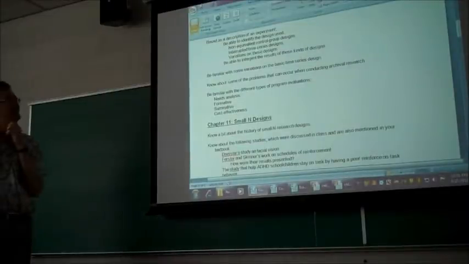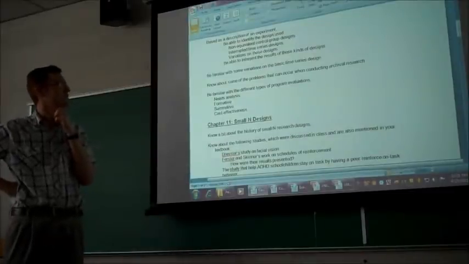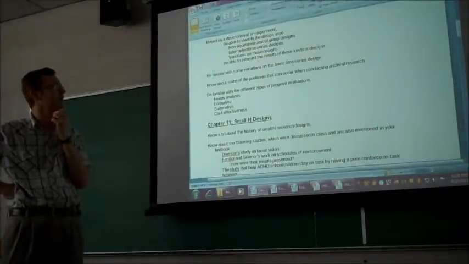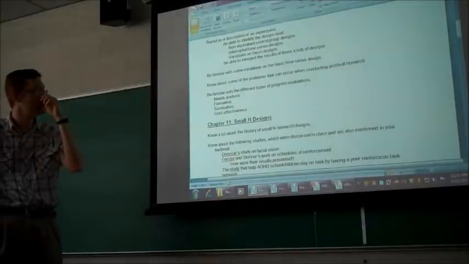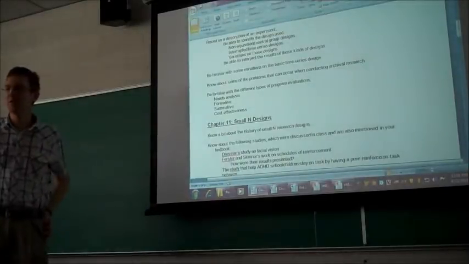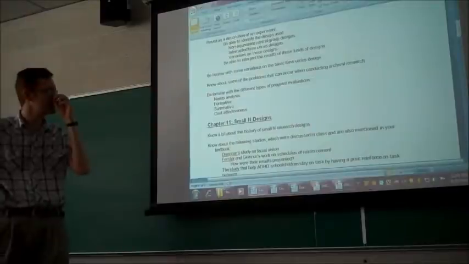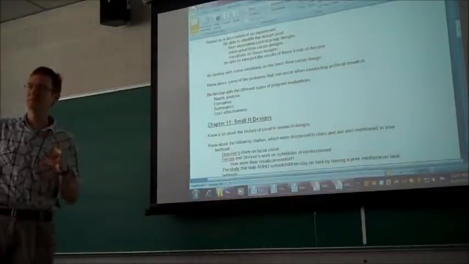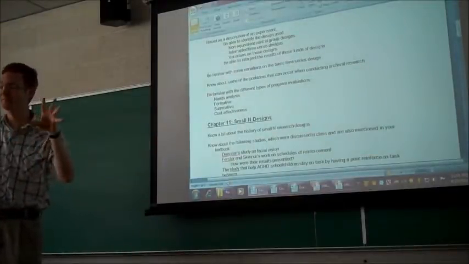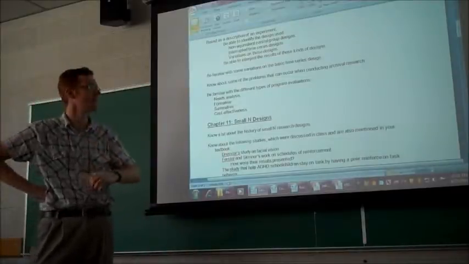This is important. It's pretty fundamental. Based on a description of an experiment, be able to identify the design that was used. So I'll have some descriptions of experiments, just like we had on the last test. Although I know that people said those were tough, so I hope that these are relatively clear. I try to make them as clear as I can.